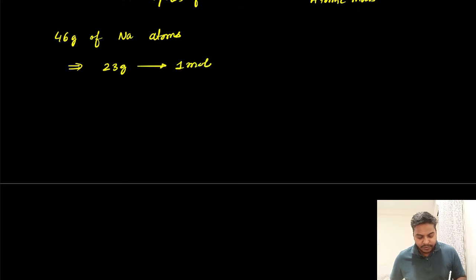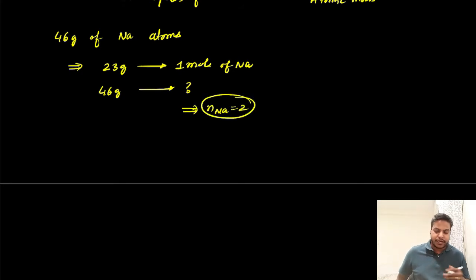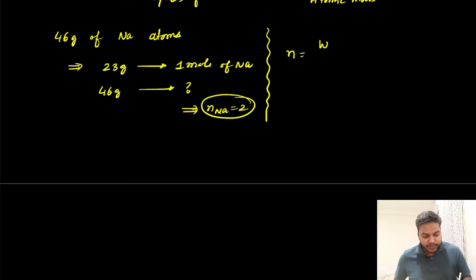For example, if I give you 46 grams of sodium atoms, 46 grams of sodium, it implies that we know that 23 grams represents 1 mole of sodium, then 46 grams represents how many moles? So which implies the number of moles of sodium is equal to 2. So try to recall it this way, and here I can put it like a general formula, that number of moles is equal to the weight of an atom by the atomic weight of the atom.